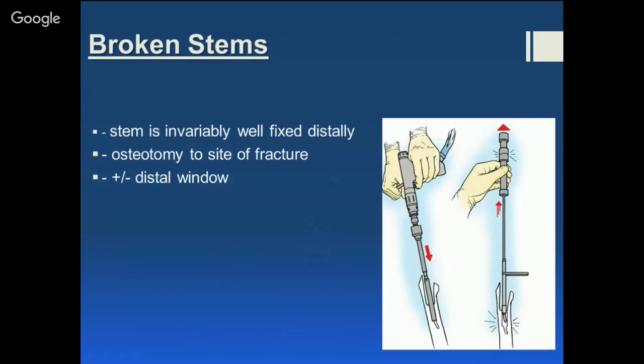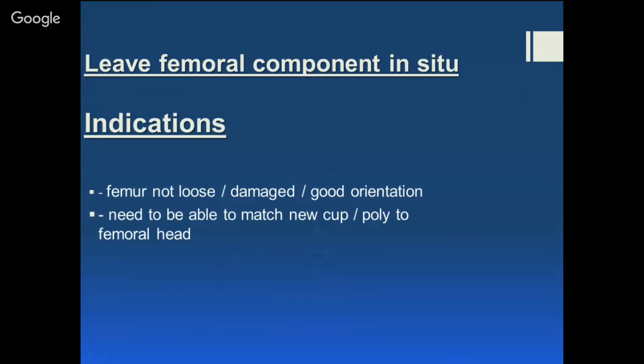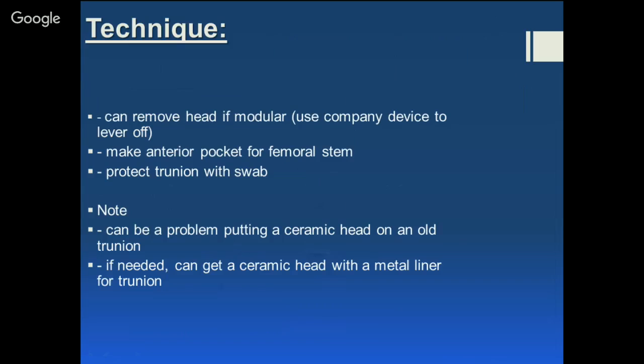If there is a broken stem, how can we remove it? We have an instrument that goes through the broken part, and we just reverse it, and the implant will come out. Now second is the acetabulum removal. Leave the femoral component in situ. The indication: if the femur is not loose, there is no need for removal of the femoral implant.